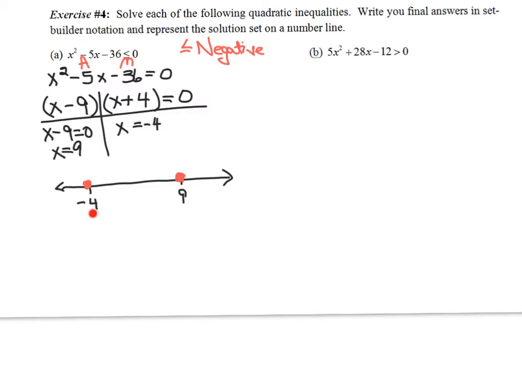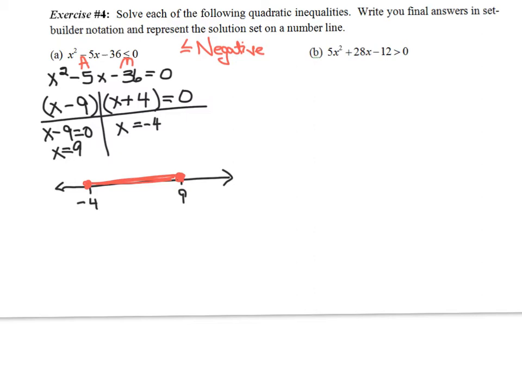Let's try a number between -4 and 9. So let's, for example, try 0. Plug 0 into this factor. That gives me -9. 0 substituted in here gives me +4. So negative times positive is a negative solution. So I'm going to color in between. Shade the number line, all the numbers between -4 and 9.